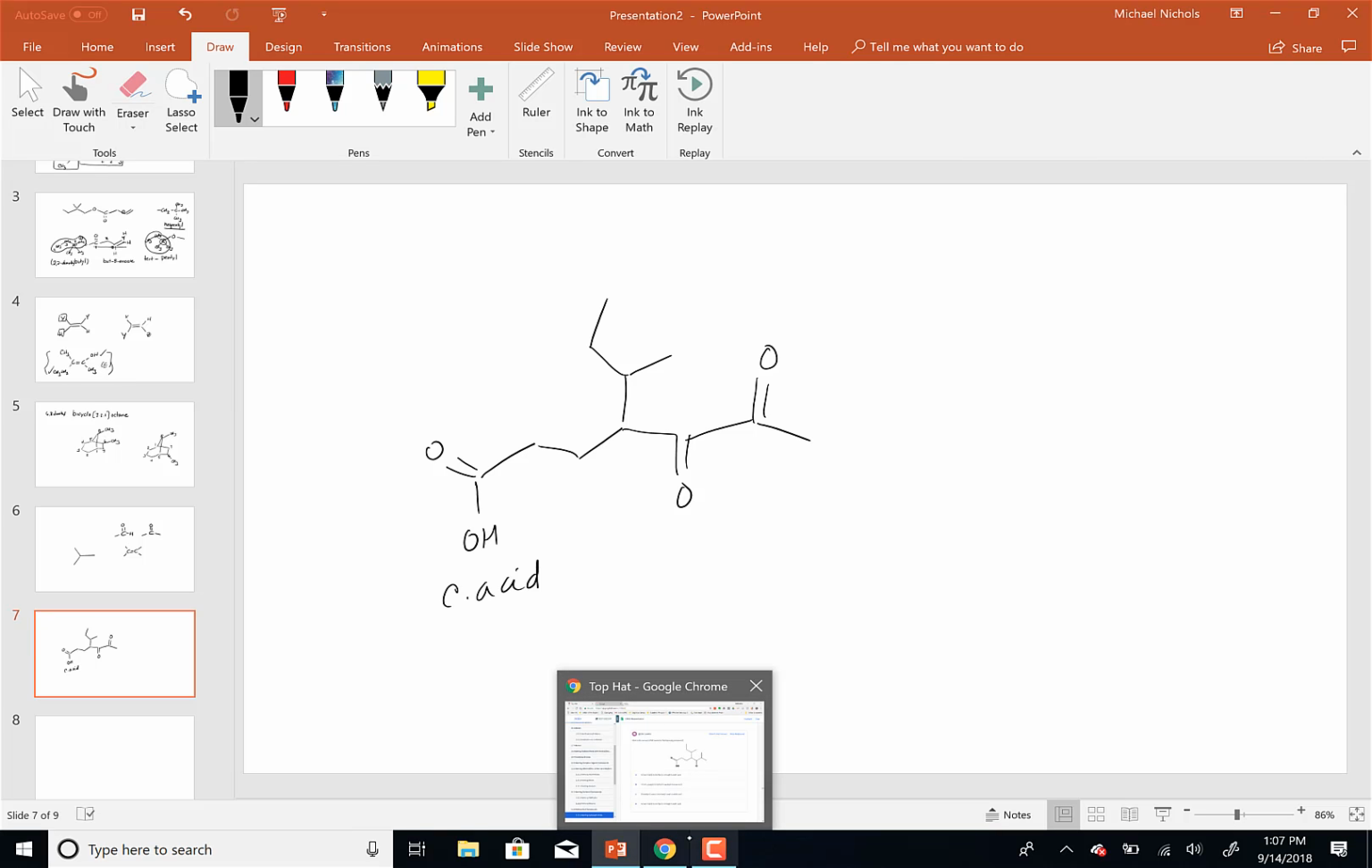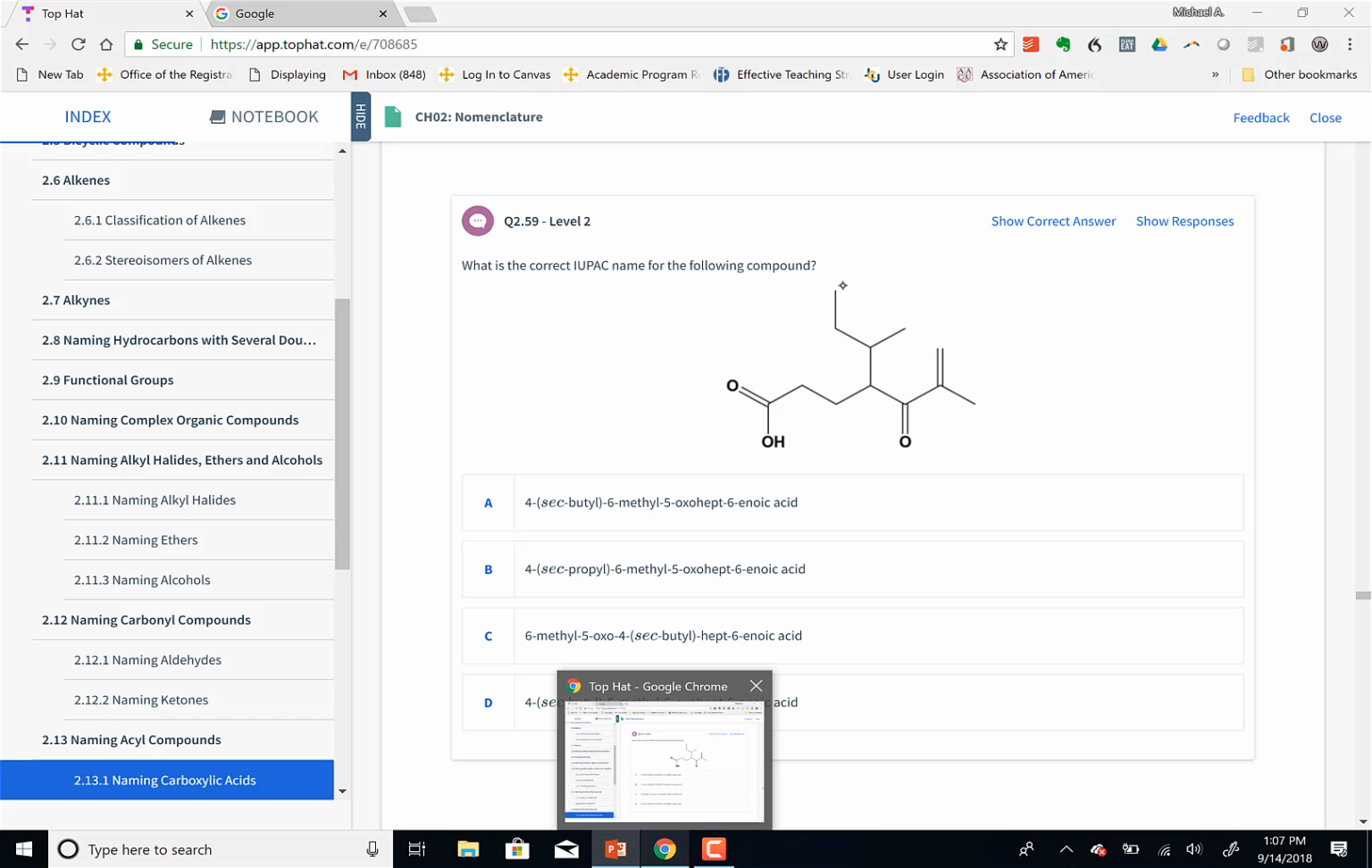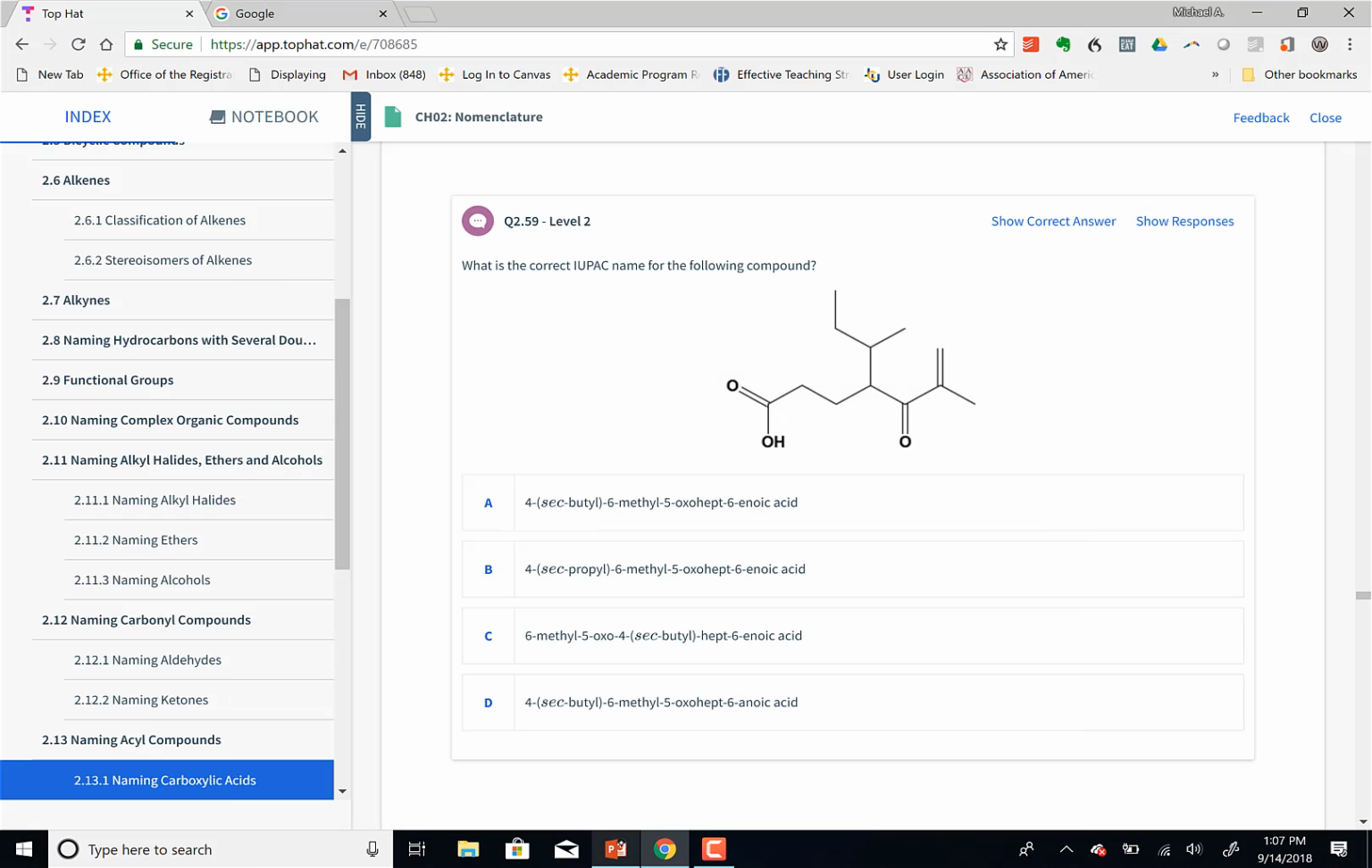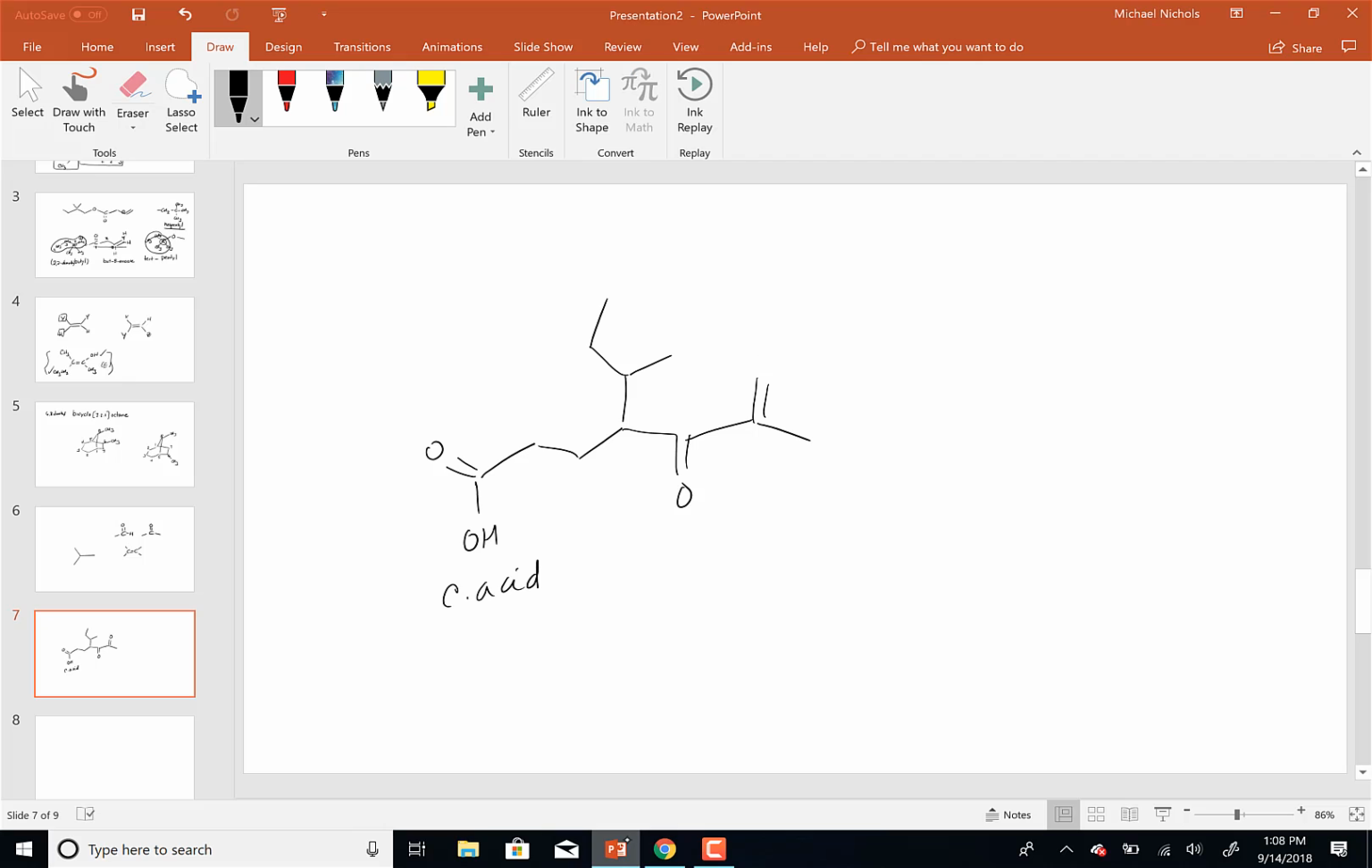Wait, this should be a double... Stop. There shouldn't be an O there. There's just double bonds. So what else we got? We had a ketone. And what else? The alkene.